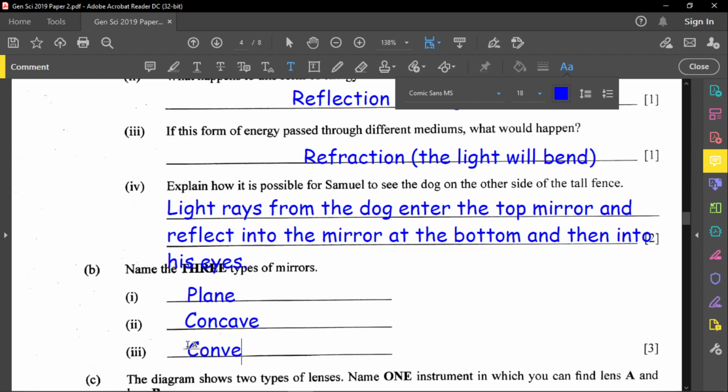And just to make a note right here that concave and convex, they are curved mirrors. Okay, so we have curved mirrors and we have plane mirrors.